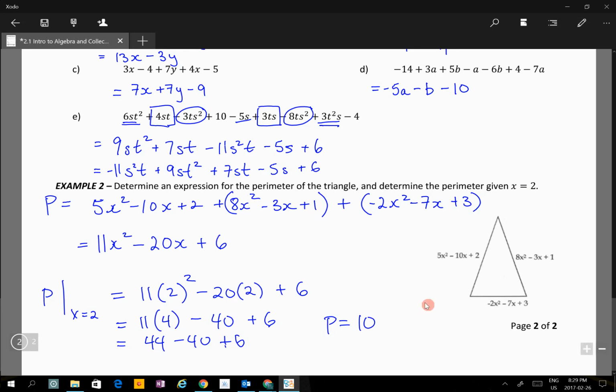In the absence of units, I'll just leave it unitless, but if x was 2 centimeters, then you'd have to write your answer in centimeters. All right, and that is the lesson for 2.1.